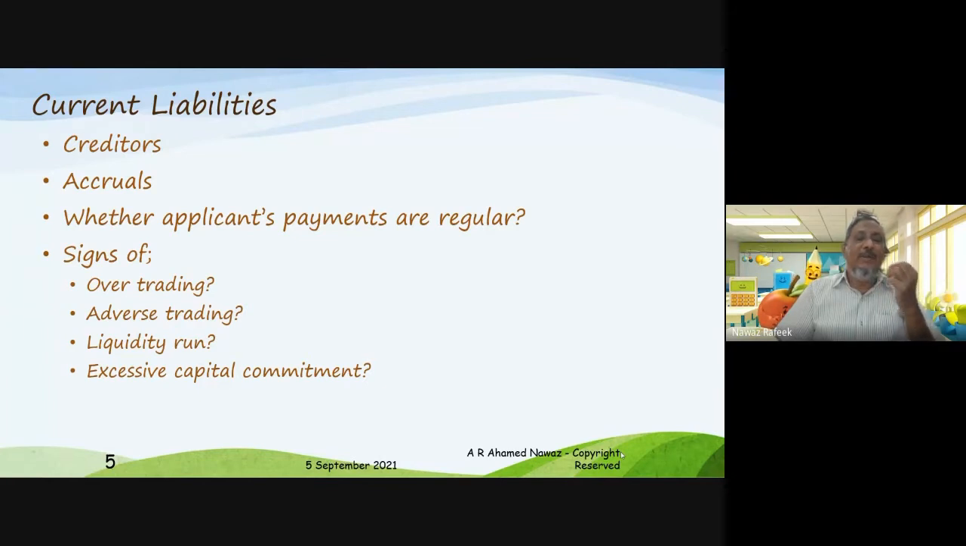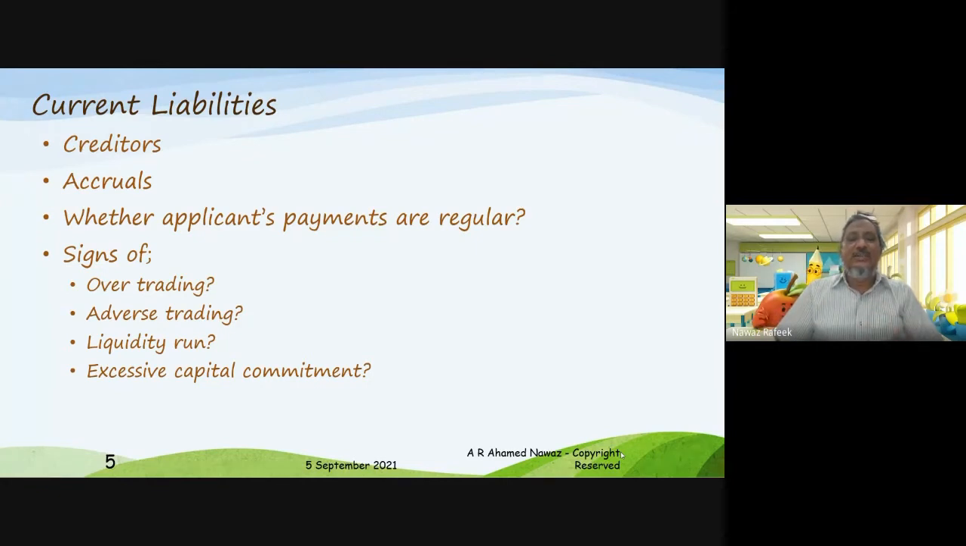In excessive capital commitments, the customer may have excessive capital commitments, where excess capital is needed, either fixed capital or working capital. So this is another important factor the bankers have to analyze. This is what we call credit structuring. Credit structure.